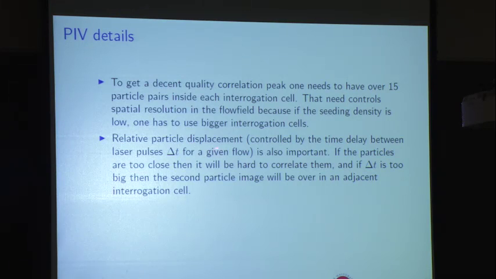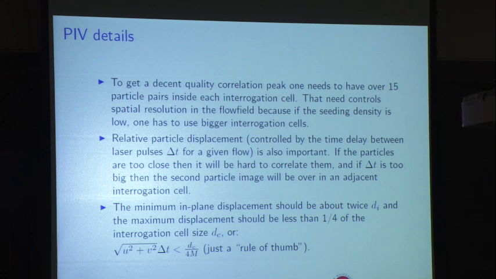So the relative particle displacement, which is controlled by the delta t that you set, the time delay between the two pulses, is also important. If the particles are too close, it'll be hard to correlate them. But if it's too big, then the second particle might have moved into the next correlation cell, right? So you have to make sure you've got the correct delta t.